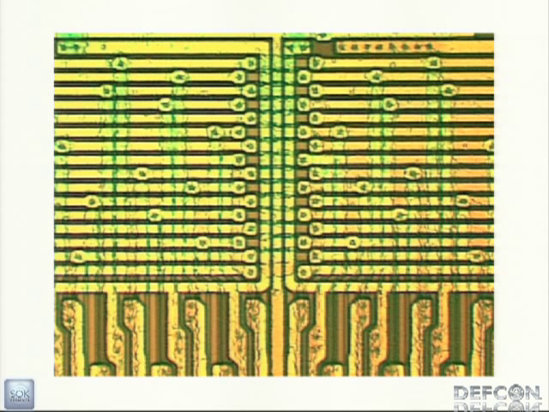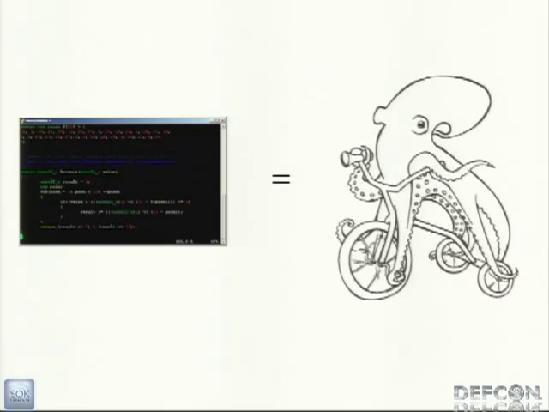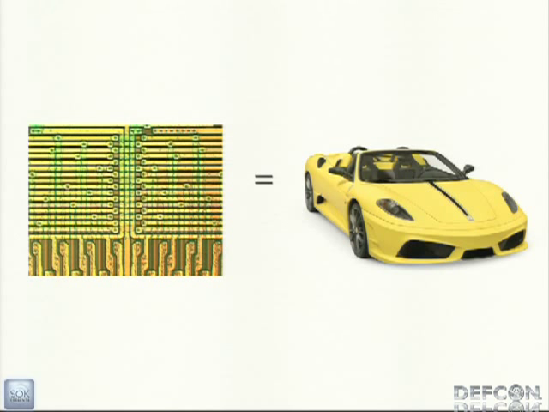One analogy that I like to use for this is that doing it in software is kind of like an octopus riding a tricycle versus a Ferrari or something like that. So I think in this case, the winner is definitely the ASIC.